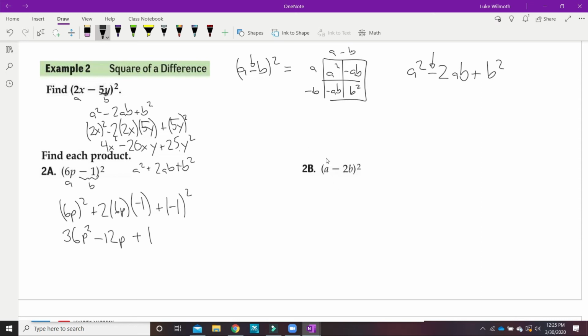Okay, this one might have been a little bit confusing because for the A is A, but B is 2b. It's a little bit confusing because they chose the same letters as we have in our formula, but the way you do it is just the same.